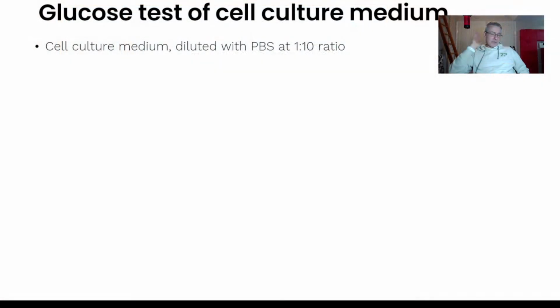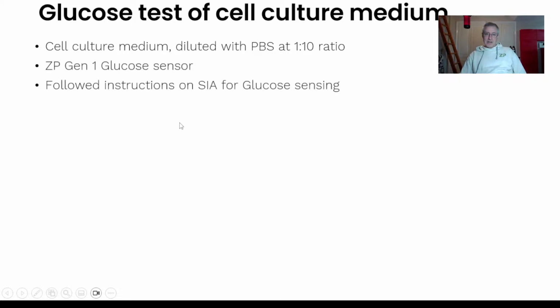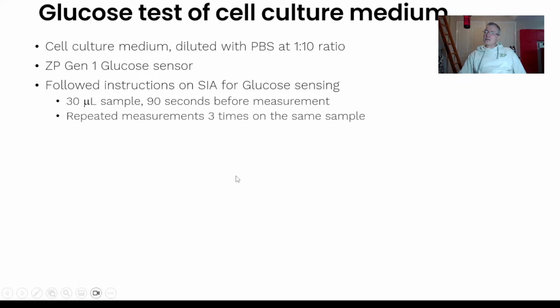One thing I didn't say in the previous question was, because I don't really know if that potentiostat is drifting either. I doubt it, but just FYI. They're using a generation 1 glucose sensor. It's interesting actually. They said they're following the instructions on the sensor for glucose sensing, 30 microliters. I wonder actually. I wonder.